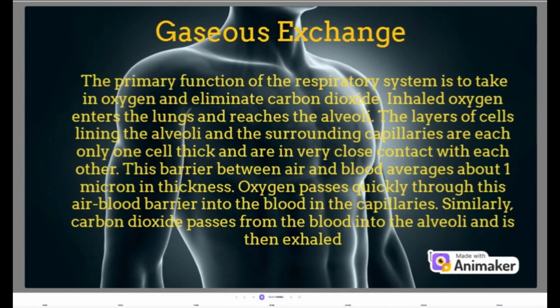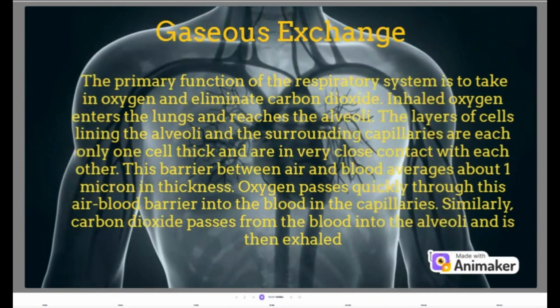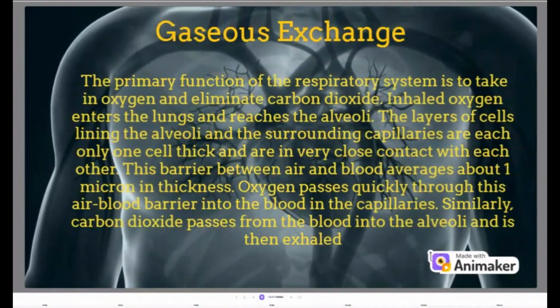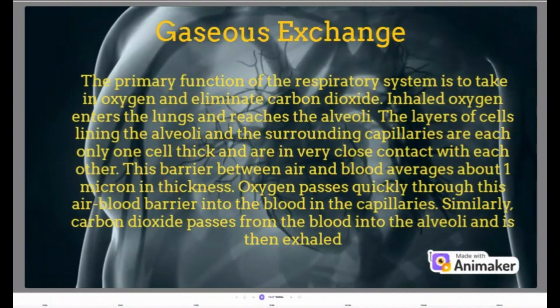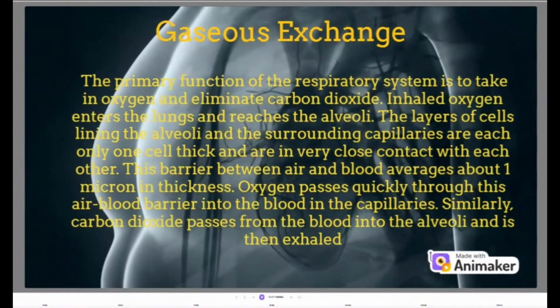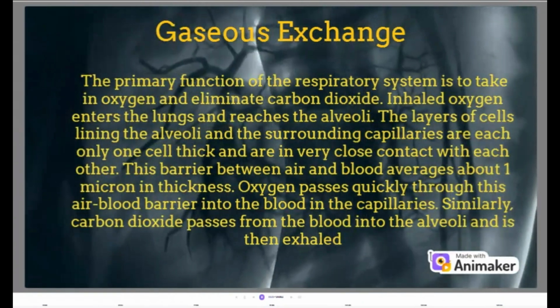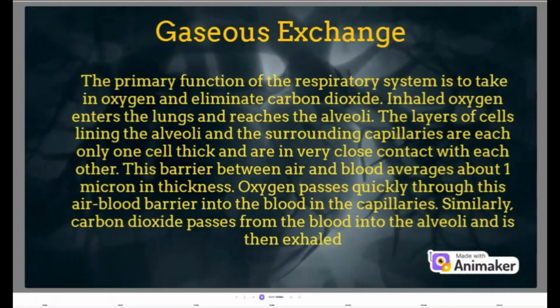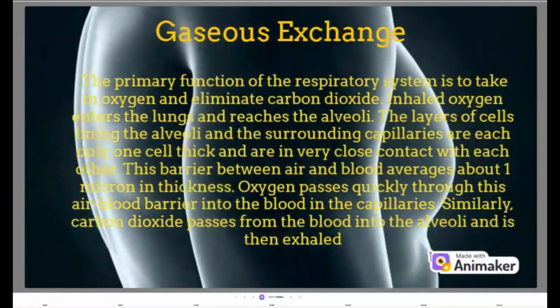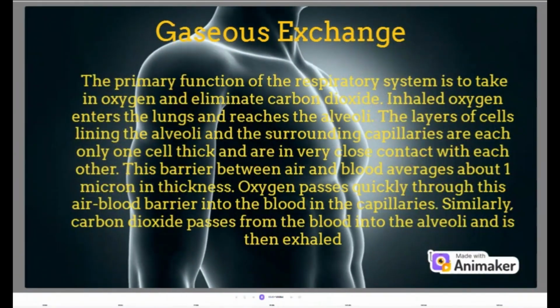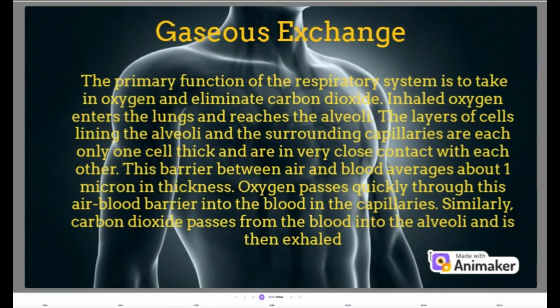Before we go into arterial blood gas, let us look at gaseous exchange so we can understand arterial blood gas. The primary function of the respiratory system is to take in oxygen and eliminate carbon dioxide. Inhaled oxygen enters the lungs and reaches the alveoli. The layers of cells lining the alveoli and the surrounding capillaries are each only 1 cell thick and are in very close contact with each other.